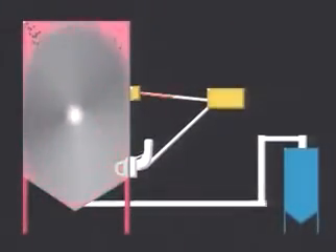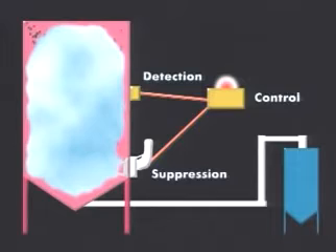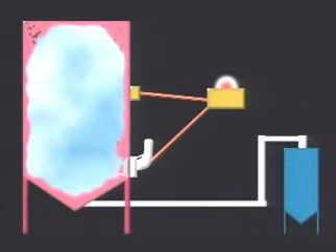Explosion suppression. Explosion suppression is an active system strategy involving detection devices, control equipment, and strategically positioned suppression containers. Explosion suppression systems will detect and extinguish the flames of an explosion in its very early stages, before destructive levels of pressure can be reached.